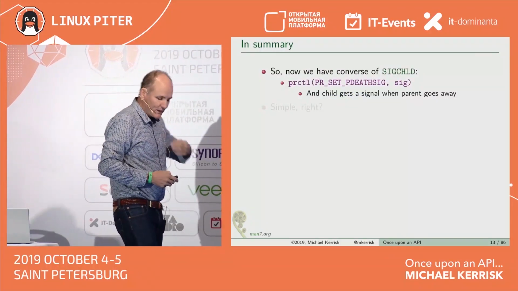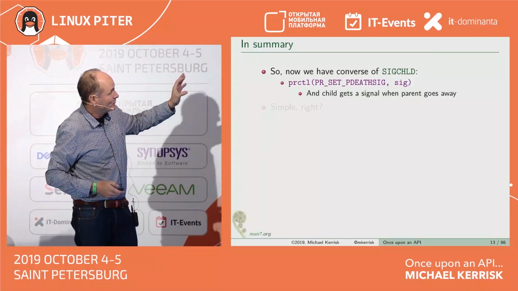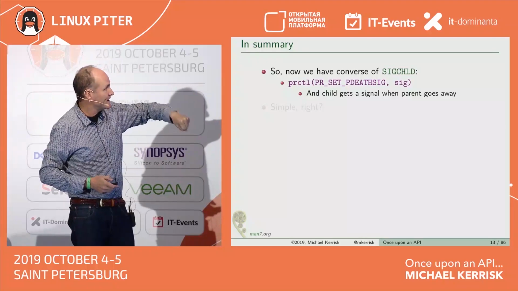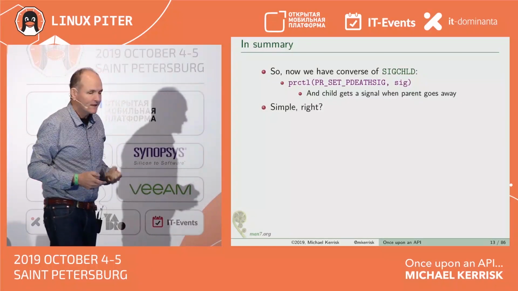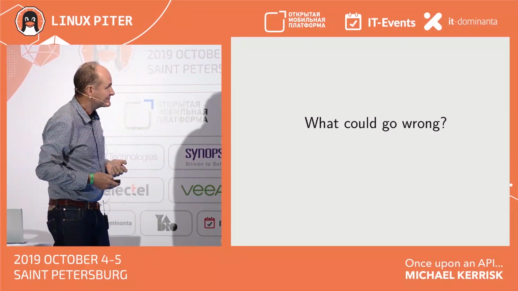So now we've got this feature, the converse of SIGCHLD. You make this prctl call, you say PR_SET_PDEATHSIG, and say what signal the child would like to get when the parent goes away. It seems really simple, and what could go wrong?